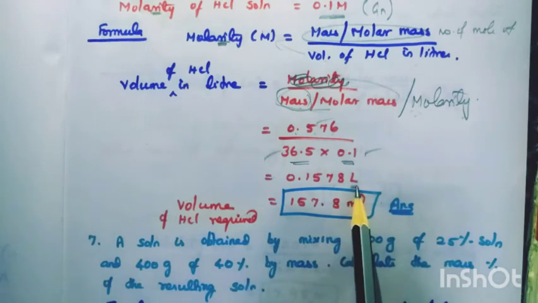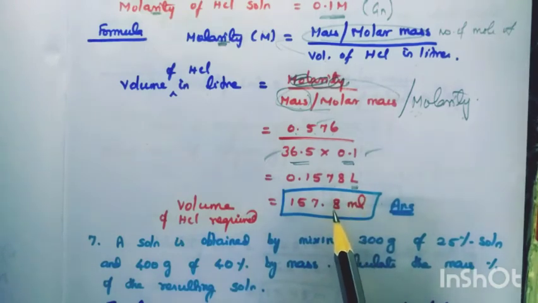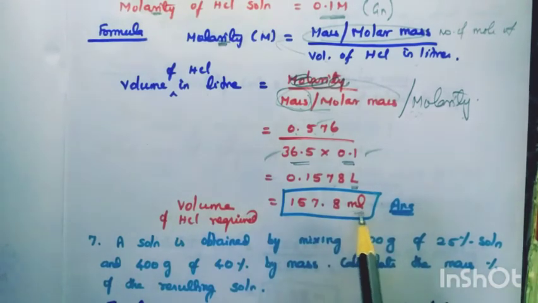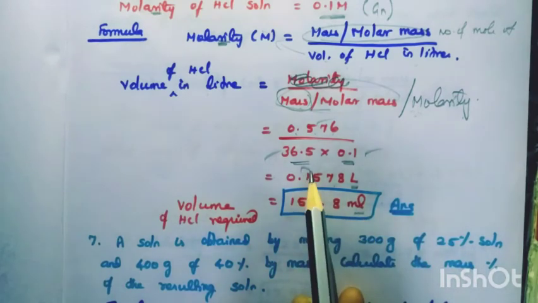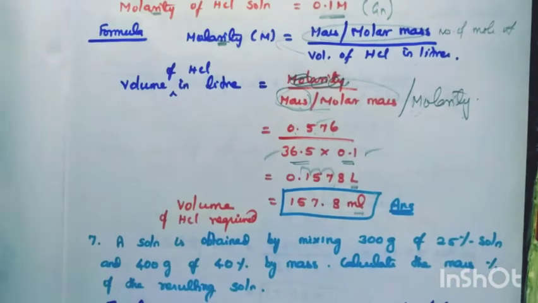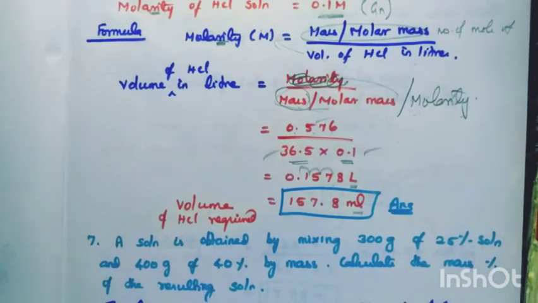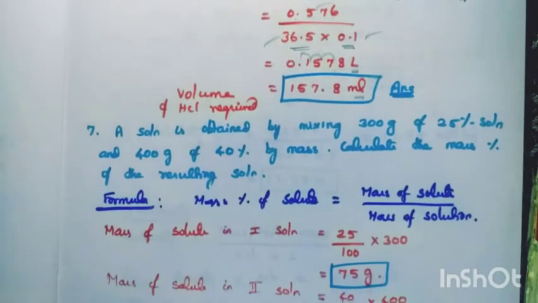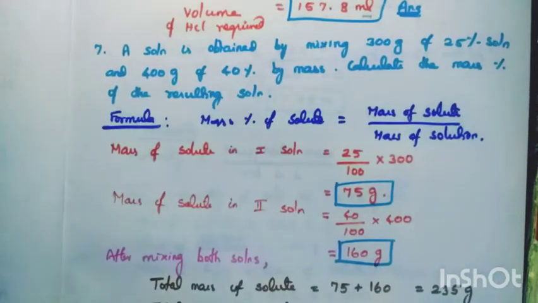It is in liters. Here it is asked in ml, so we convert to ml: 1, 2, 3. So 157.8 ml. The answer is 157.8 ml. So we can easily calculate the volume. The next problem is the 7th one.